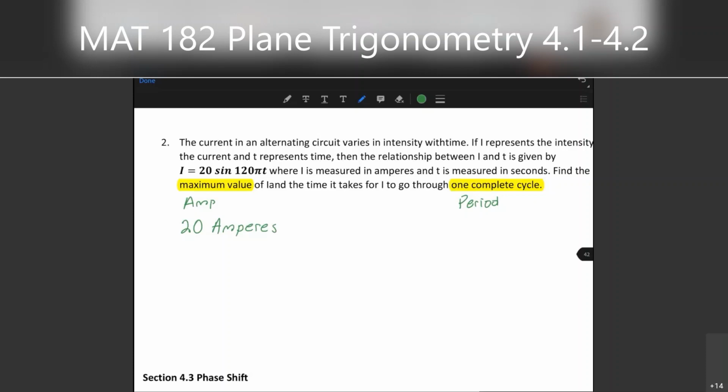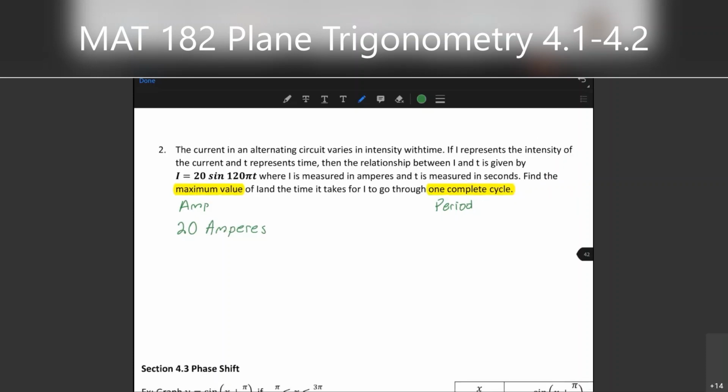All right. And how about the next one, the period? If I wanted to find the period for this function, we'll notice that the value for that sine function is 120 pi. We can convert that to my period. Take a moment to do that. What would be our period here?